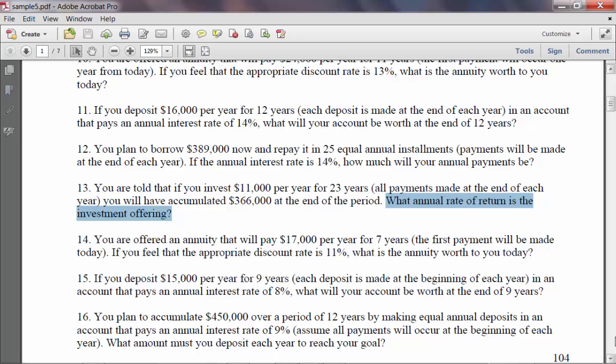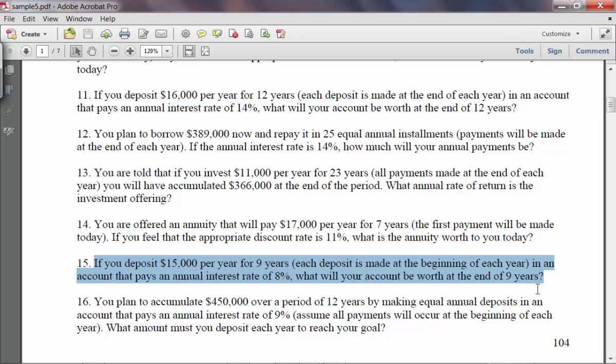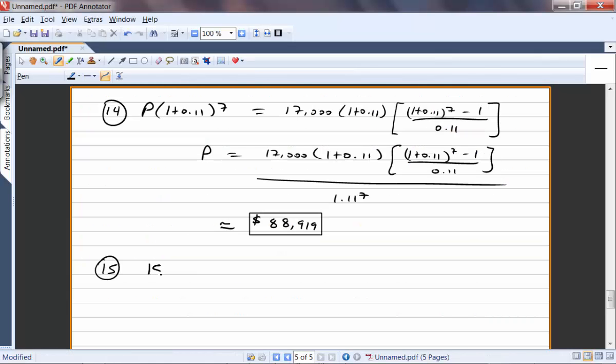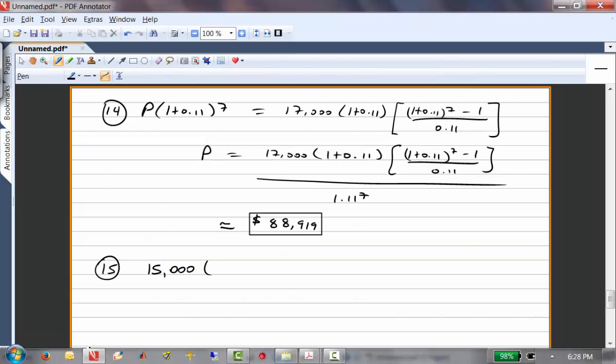It says if you deposit $15,000, right here, number 15. If you deposit $15,000 per year for 9 years, you make each deposit at the beginning of each year in an account that pays an annual rate of 8%. What will your account be worth at the end of 9 years? Well, that's just the future value of an annuity due. 8%, I believe, in 9 years, and interest compounds annually.